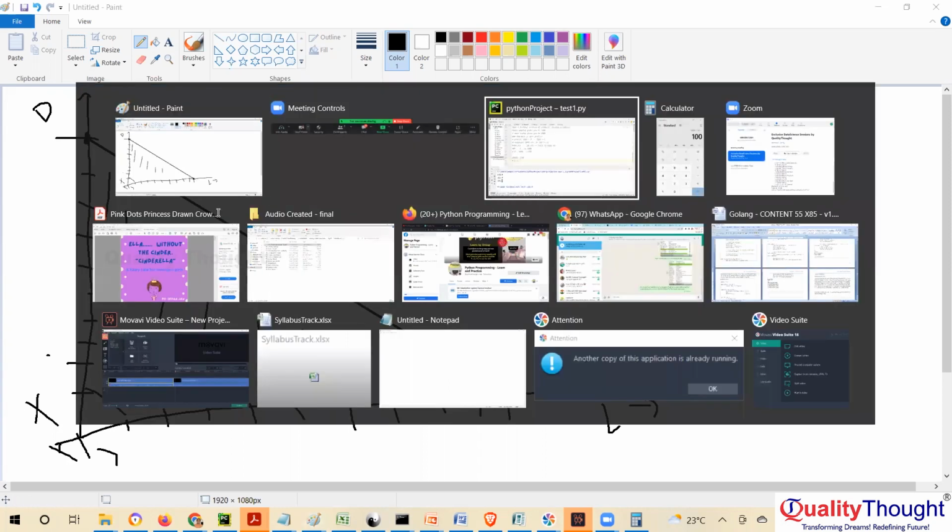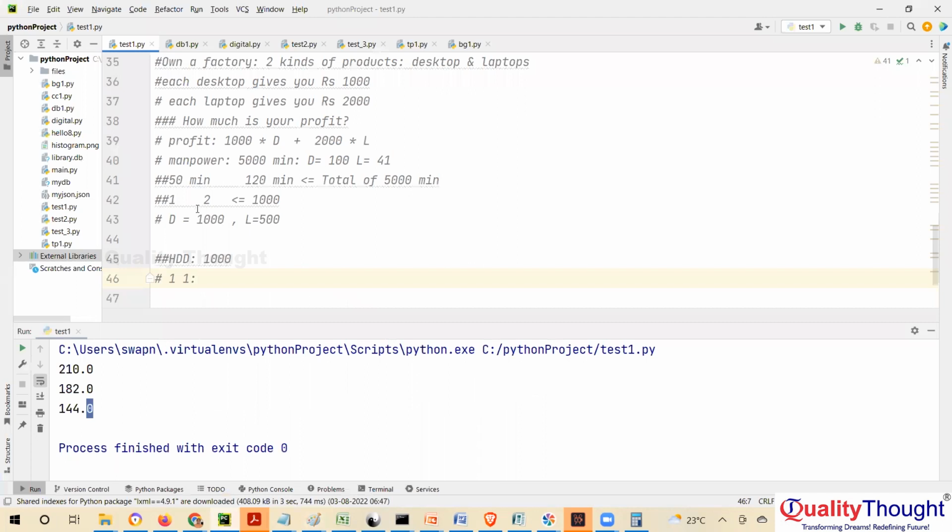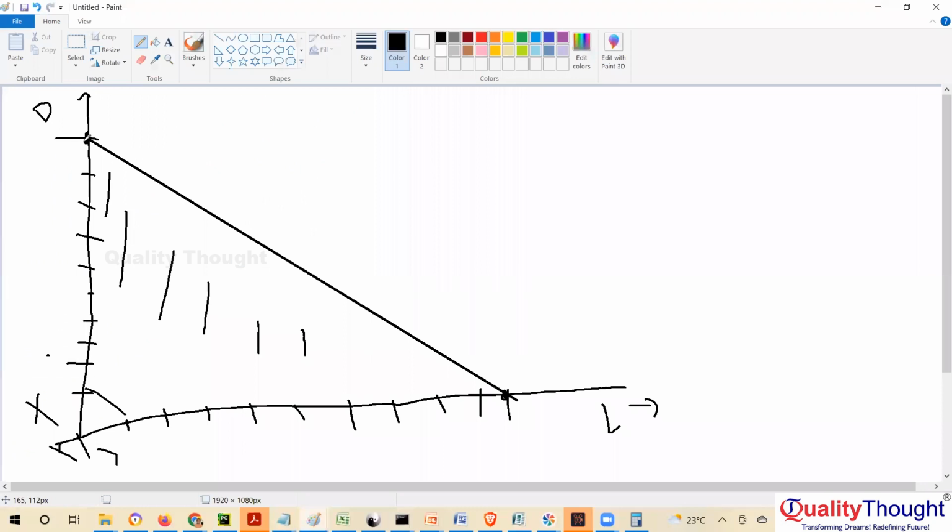Second condition we are saying, okay, 1000 desktops and 500 laptops. 1000 desktops and 500, 1, 2, 3, 4, 5. This is your laptop. So second condition is this. That means 1000 desktops is fine, but second, you can't make more than 500 laptops if you bring in the second condition also. So now what happened? This area has also been eliminated, not possible.